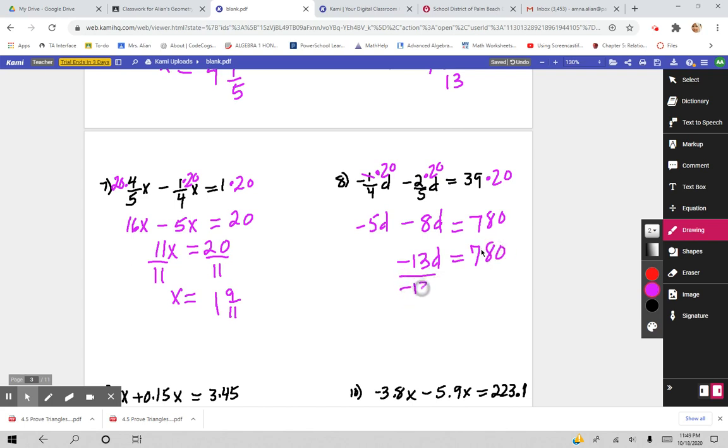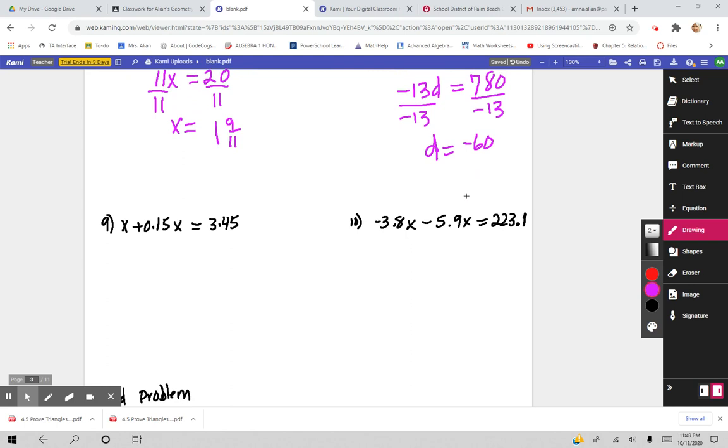Divide both sides by negative 13. And this is DSN, so it's going to be negative. And that'll give us negative 60. Okay, let's look at number 9.